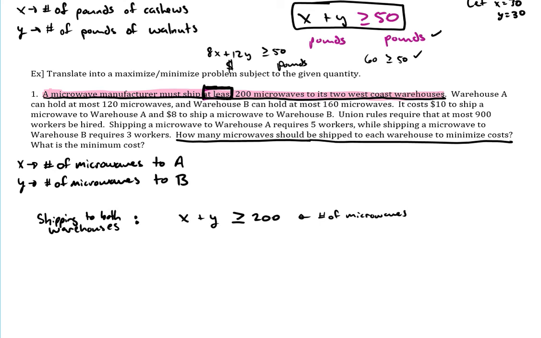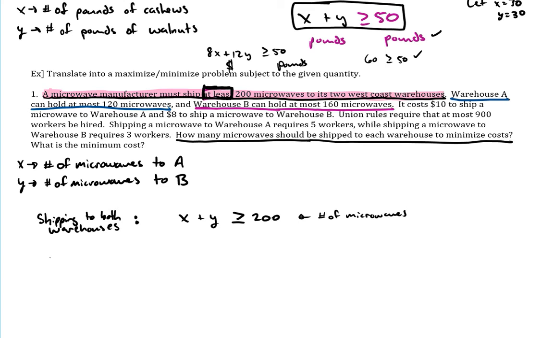All right, the next line starts with warehouse A can hold at most 120 microwaves, and warehouse B can hold at most 160 microwaves. Here I will use some colors. Let's use blue: warehouse A can hold at most 120 microwaves. And then warehouse B, so I'm using purple for the B stuff, can hold at most 160 microwaves. The first line was also talking about the number of microwaves, but it was combining the 2 warehouses. These ones keep them separate.